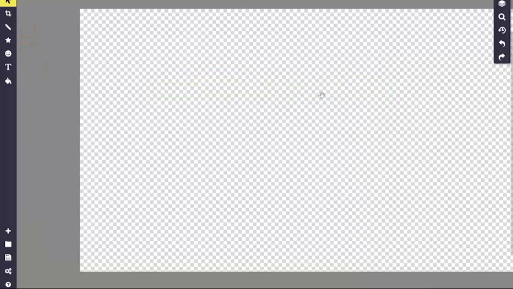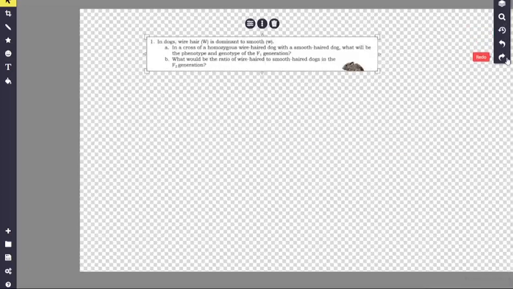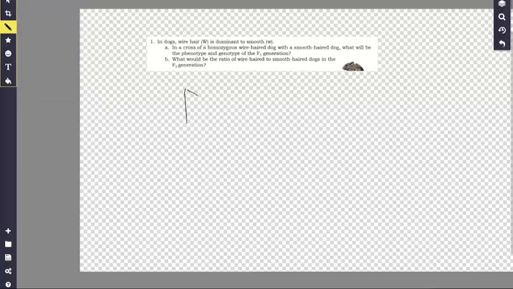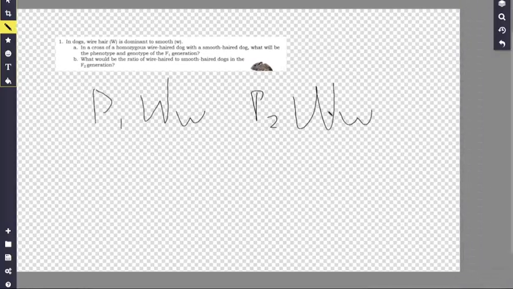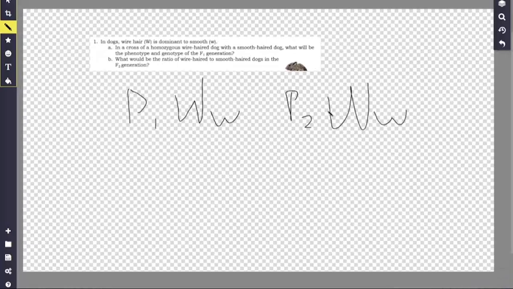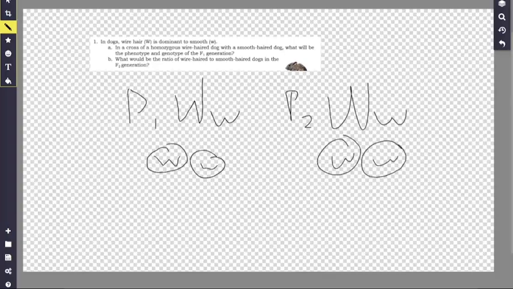So now we have a new generation. This is going to be parent 1, which, remember, was big W, small w. And parent 2, since we're self-crossing, is also big W and small w. Now this is where it gets interesting, because the mom could pass on a big W or a small w, and the same goes for the other parent. Remember, you're only doing a single trait, so this is still a monohybrid cross.